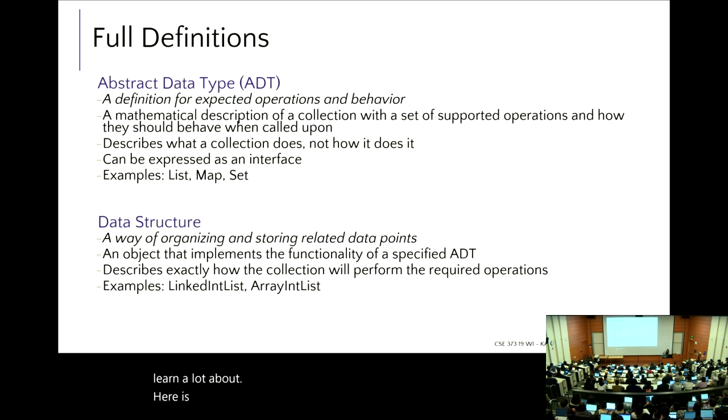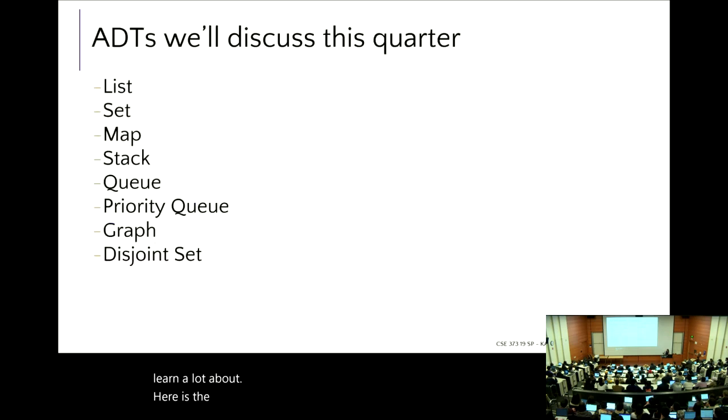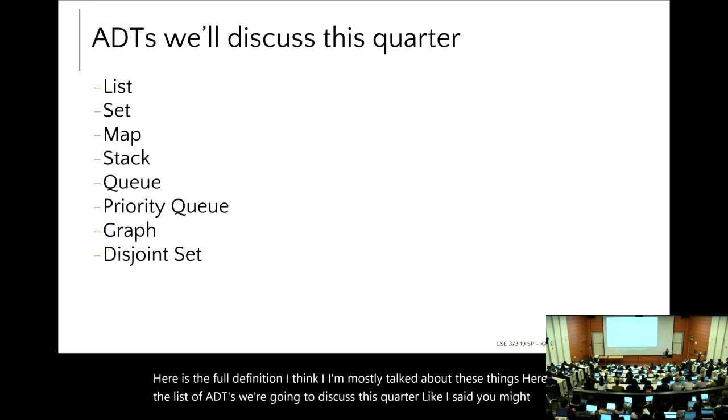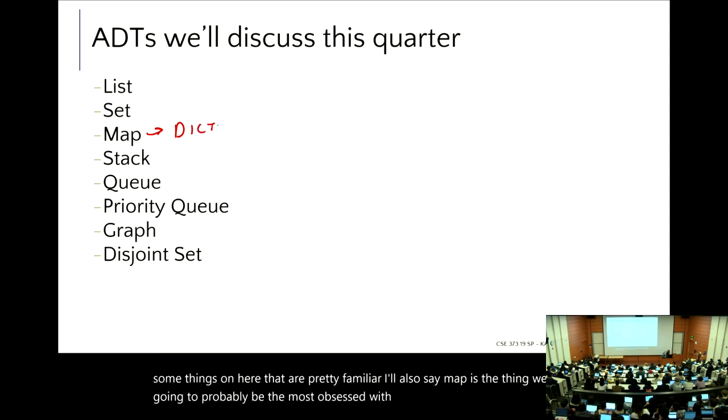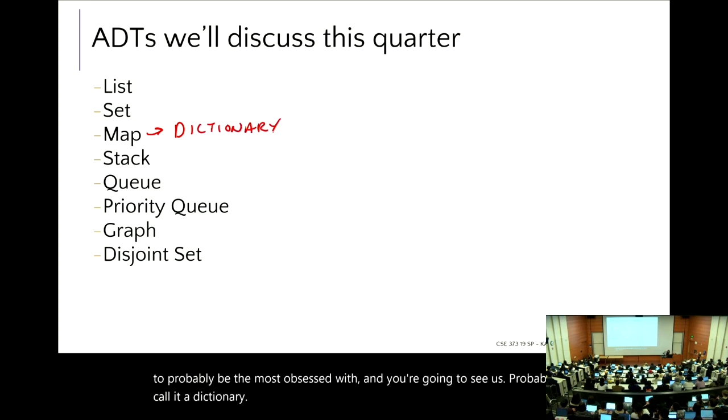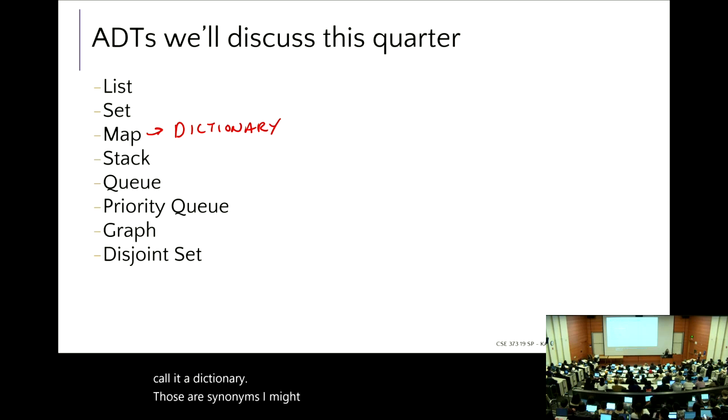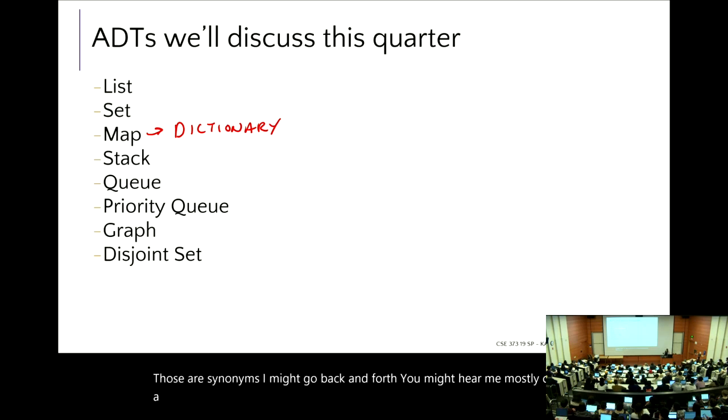I think I mostly talked about these things. Here is the list of ADTs we're going to discuss this quarter. Like I said, you might find some things on here that are pretty familiar. I'll also say map is the thing we're going to probably be the most obsessed with, and you're going to see us probably call it a dictionary. Those are synonyms. I might go back and forth. You might hear me mostly call it a dictionary. It is totally okay if you use either. We'll know what you're talking about.